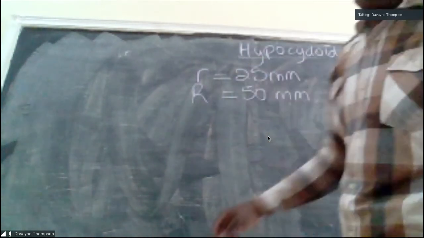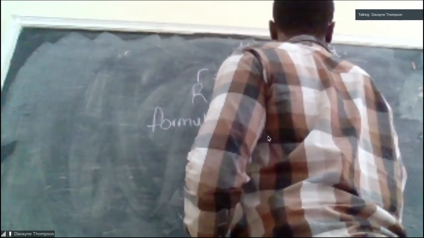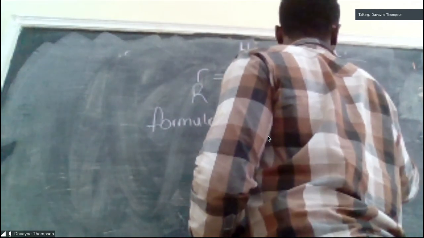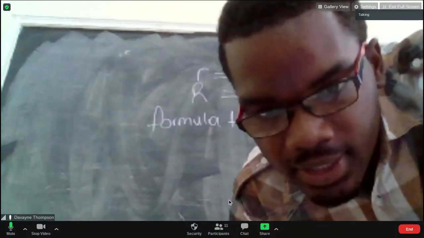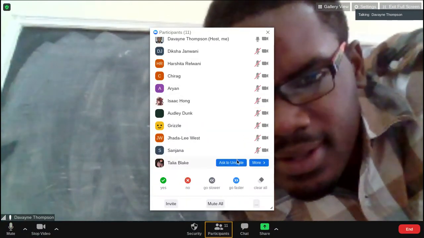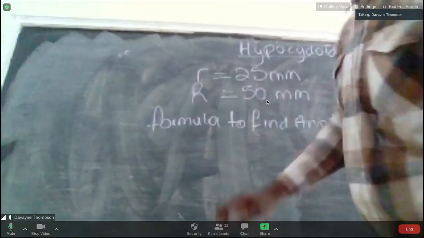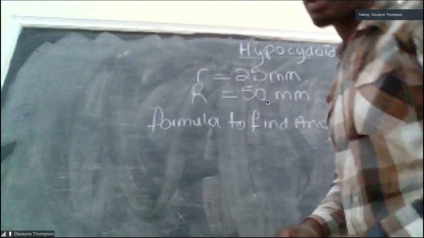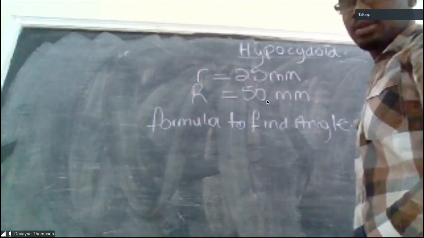Good. So small r is equal to 25 millimeters, write that for me. Large R is equal to 75 millimeters. Alright, and I'm going to call on one person to remind me of the formula to find the angle. Diksha, do you recall the formula? Yes, sir. What was the formula to find the angle of a hypocycloid? Do you recall?